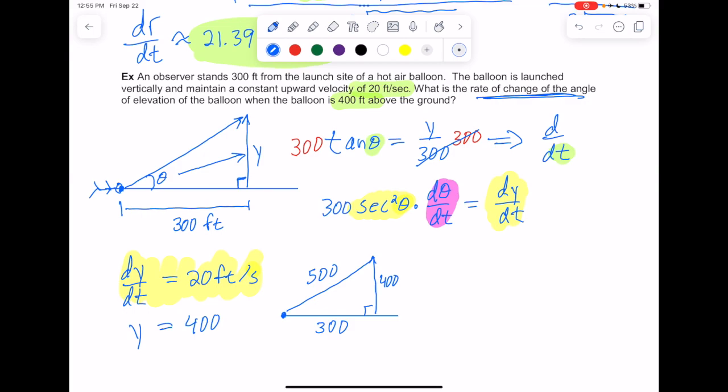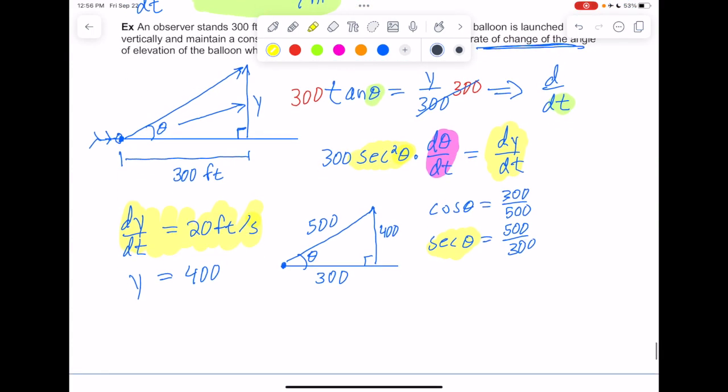So what does that have to do with anything? Well, secant of theta is the reciprocal of cosine. And for the angle theta, cosine would be adjacent over hypotenuse, so that would be 300 over 500. So cosine of theta is equal to 300 over 500. But secant of theta is the reciprocal of that, so secant of theta would be 500 over 300. And now I know that one more missing piece, right? Now I know secant theta, and I can plug that into the equation. And then the only thing that will be left is the d theta dt.